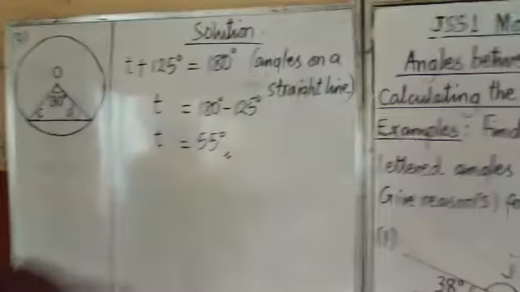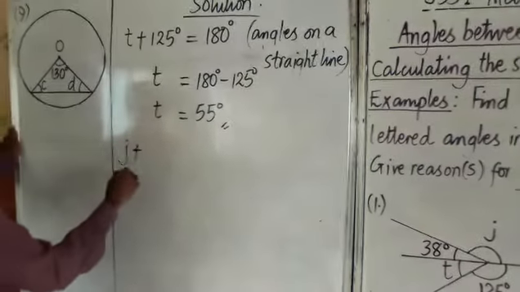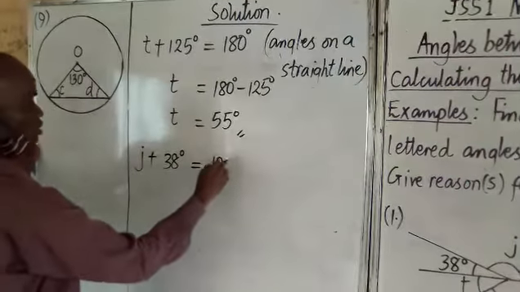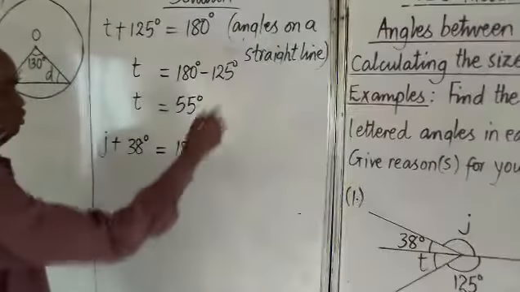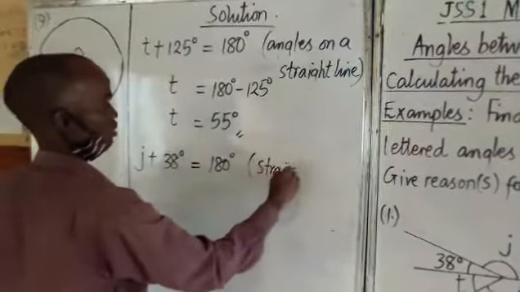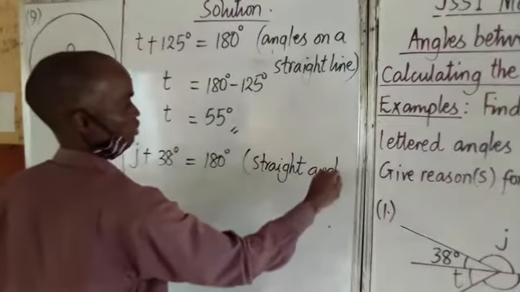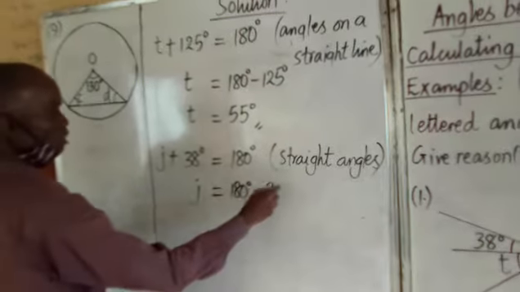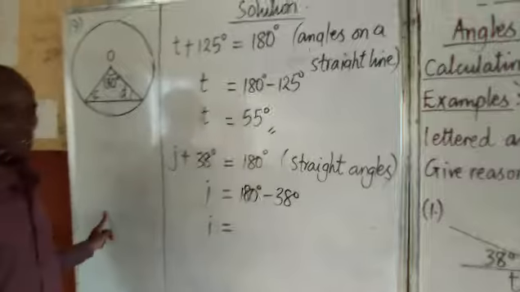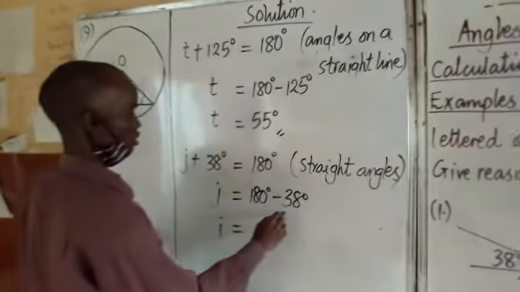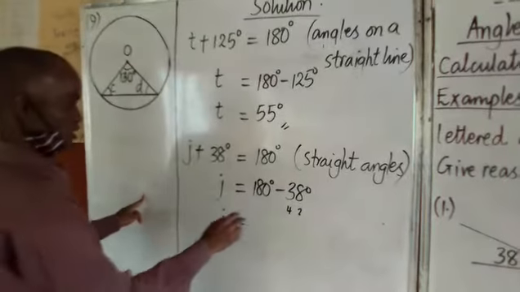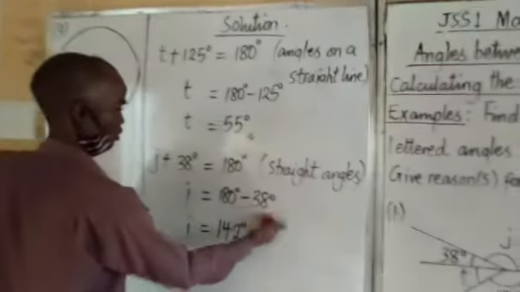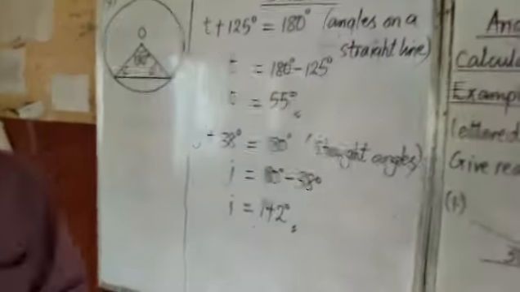Now let's do the same thing to J. J plus 38 degrees is equal to 180 degrees. Same reason: angles on a straight line. You can just write straight angles. So J will be 180 degrees minus 38 degrees. What will that give us? This should be 142 degrees. Okay, the next one, quickly.